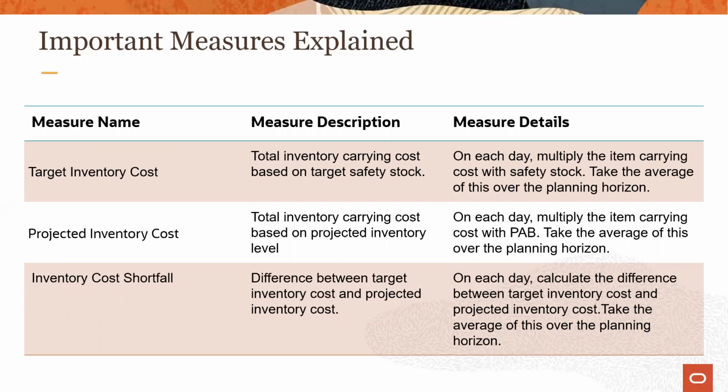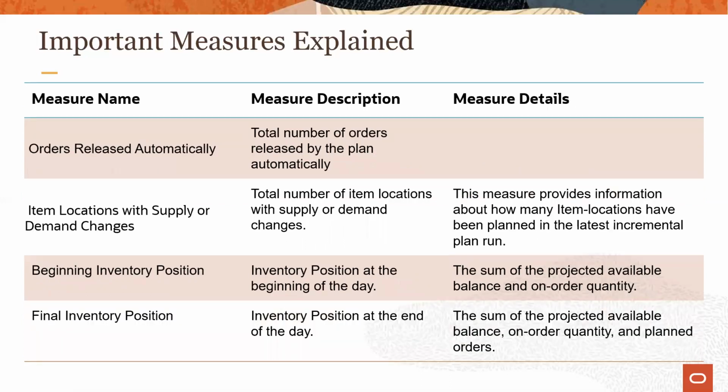Target inventory cost provides information about total inventory carrying cost based on target safety stock. Projected inventory cost is total inventory carrying cost based on projected inventory level. Inventory cost shortfall is calculated as difference between target inventory cost and projected inventory cost. Order release automatically measure provides information of total number of orders released by a plan automatically.